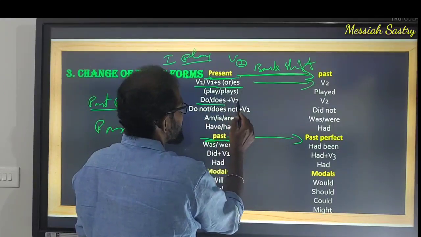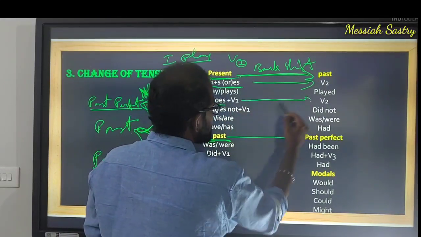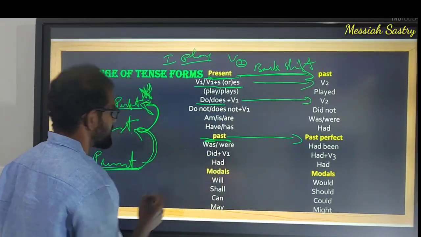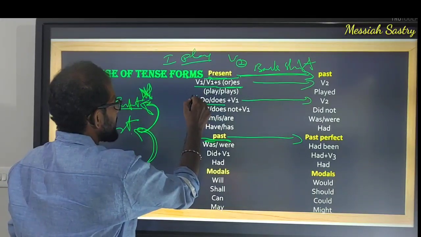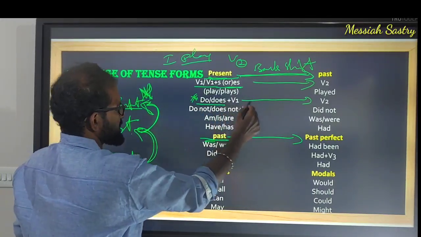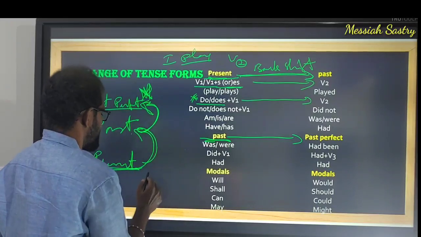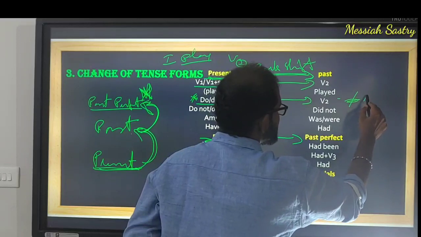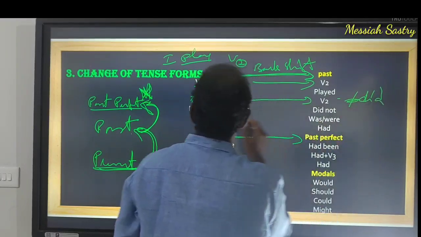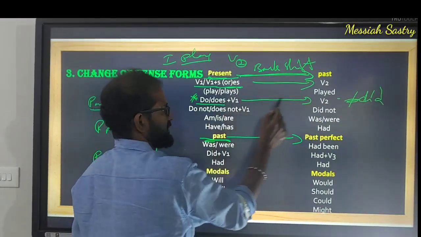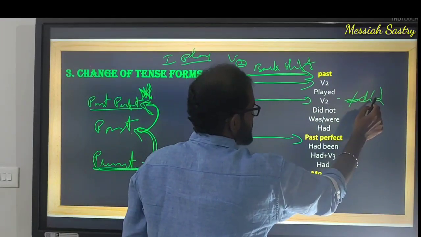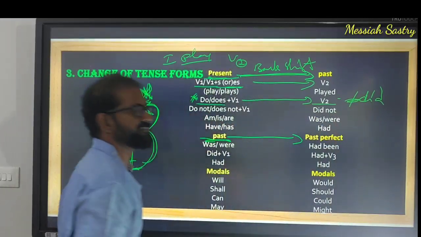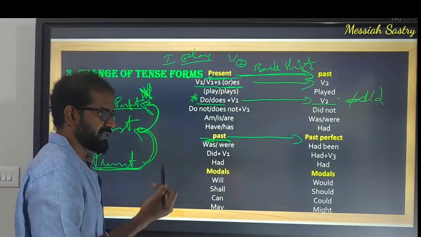Do or does plus V1 changes to V2. You need to remember this point very well. Do or does plus V1 changes to V2. Not did. Do or does plus V1 doesn't change to did, but changes to V2.